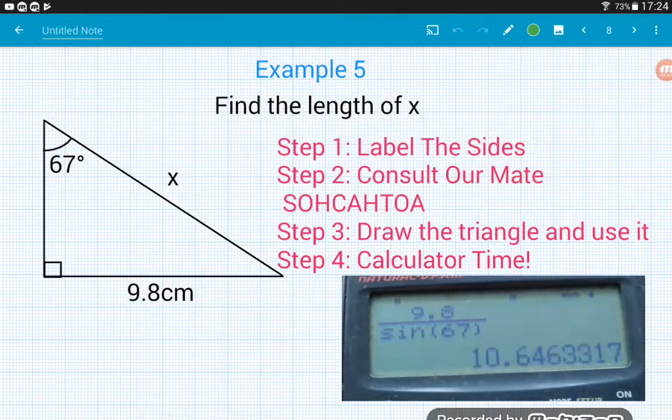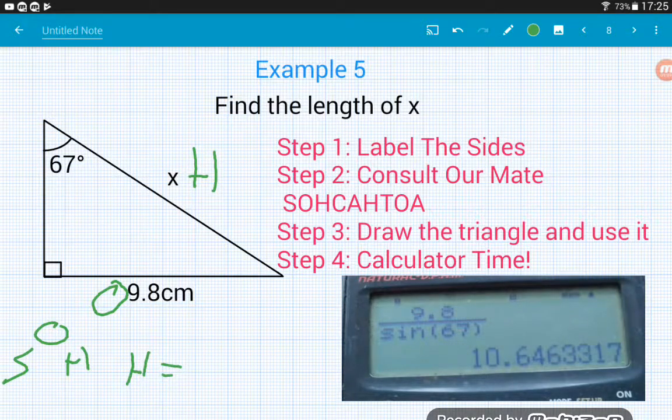Okay, example 5. Let's label our sides. So x is going to be the hypotenuse, and this 9.8 down here is going to be the opposite. So we're using sine, so we've got SOH, and we're looking for the hypotenuse. So cover over the h, and we're left with O over S. That tells us the hypotenuse is equal to 9.8 divided by sine of 67. And again, at that point, smash that in your calculator, press equals, job's a good one.